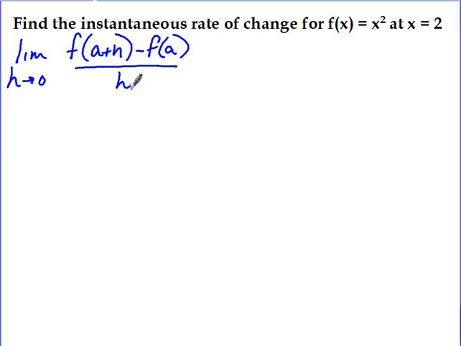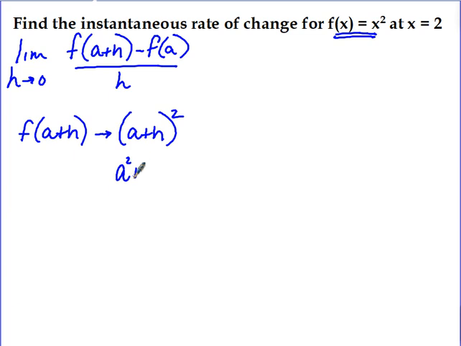So, f of a plus h, let's focus on this part first. For f of a plus h, I am taking a plus h and plugging it into f of x. So, I'm going to FOIL that. So I get a squared plus 2ah plus h squared. That's what a plus h equals. Now, f of a, again, I'm just plugging into x squared, so that gives me a squared.